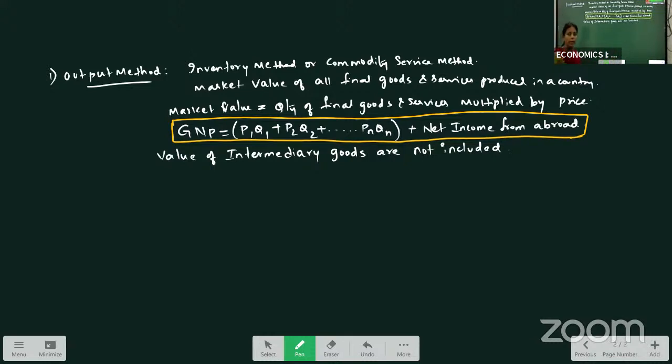What is output method? The total value or the final value of all goods and services produced in the country. How we will get the value? How much quantity of output of goods and services are produced into price, if we do, we will get the market value. Okay, so your formula will be GNP, gross national product, is equals to P1Q1 plus P2Q2 plus so on up to PNQN plus net income from abroad. In this, one more point you have to remember, that is value of intermediary goods are not included.